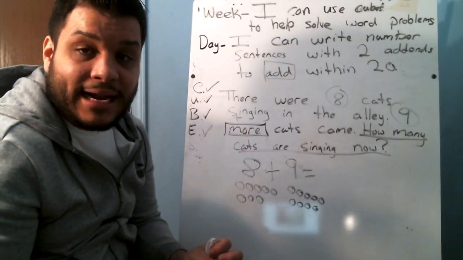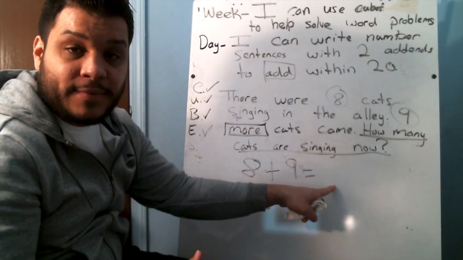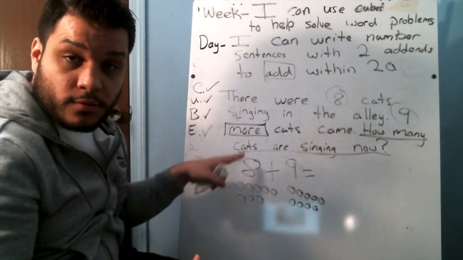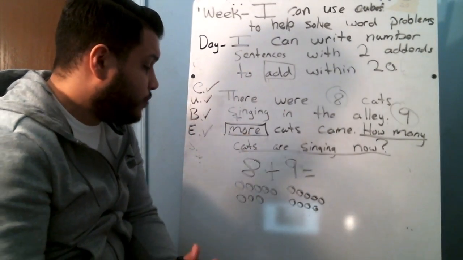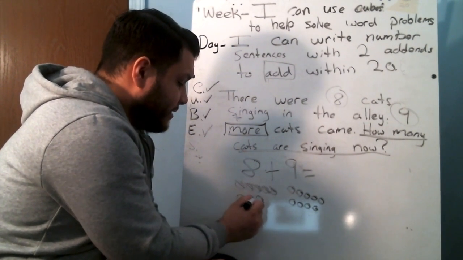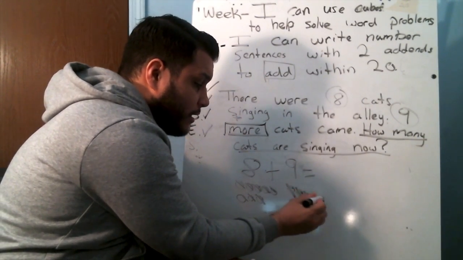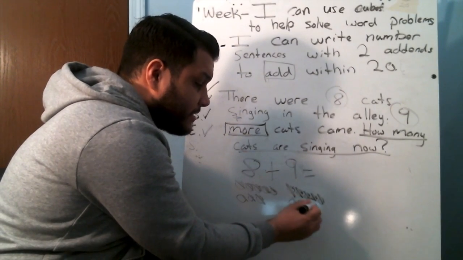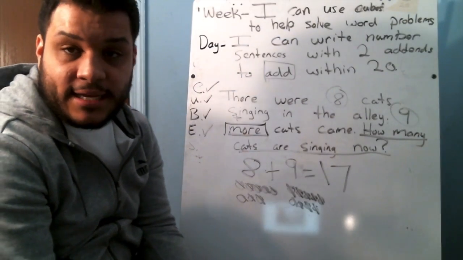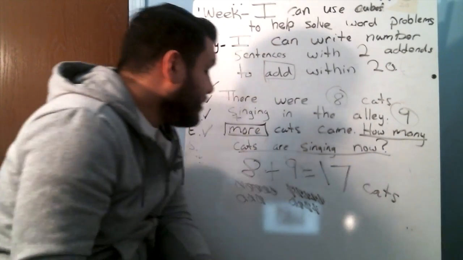Now the last thing that I need to do is put all of these numbers together, because my equal sign lets me know that whatever I'm putting here is going to be the total or the whole of these 2 numbers. Let's count them. 1, 2, 3, 4, 5, 6, 7, 8, 9, 10, 11, 12, 13, 14, 15, 16, 17. So my answer is 17. That's how many cats are in the alley now.